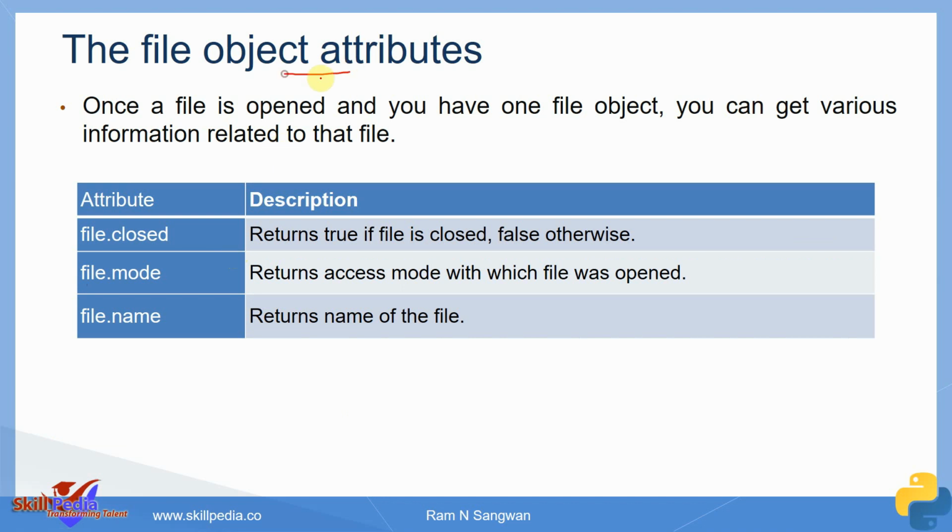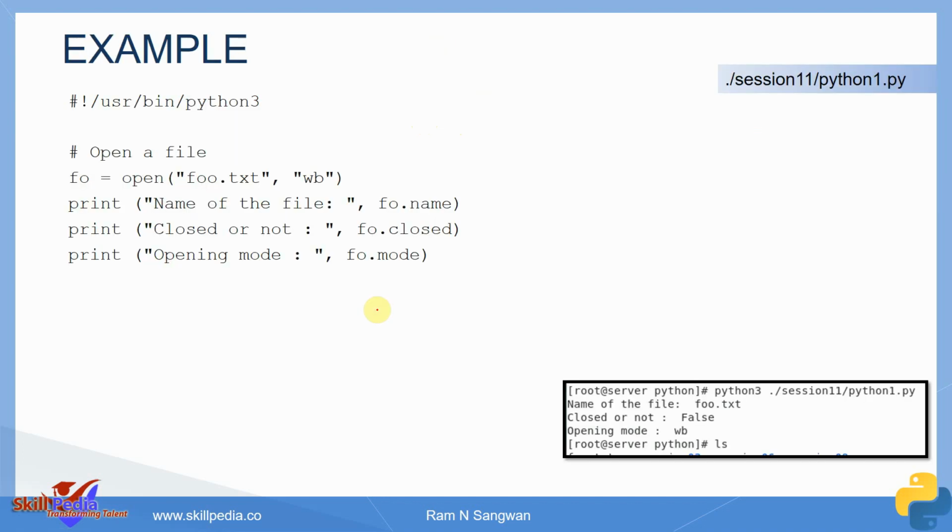And now the attributes of file objects. Once a file is opened and you have a file object, you can get various information related to that file. file.closed will return true if the file is closed, otherwise false. file.mode returns the access mode with which the file was opened. file.name is the name of the file.